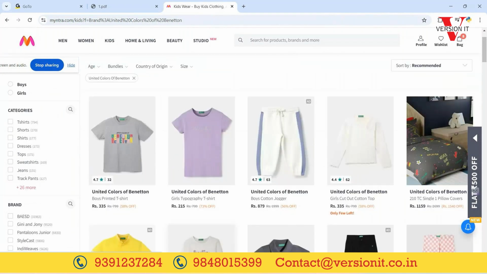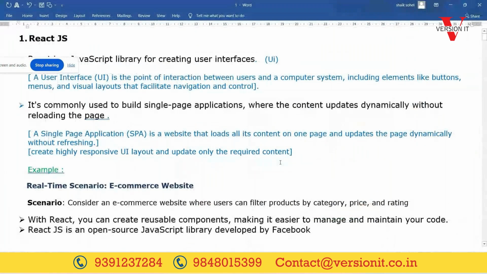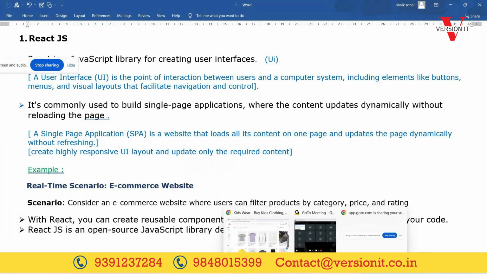That's the thing. Mainly it is used for building single page web applications where the content updates dynamically without reloading the entire page. Single page application, you can call it SPA. It is a website that loads all the content on the web pages dynamically without refreshing. We can create a highly responsive UI layout and update only the required content. This point is very important. Whatever content is required, that one you can update. We need not reload the entire page.